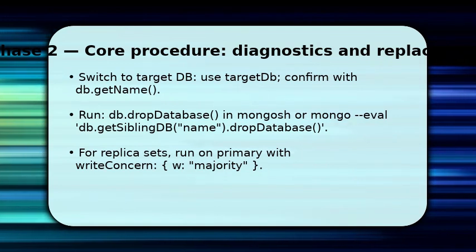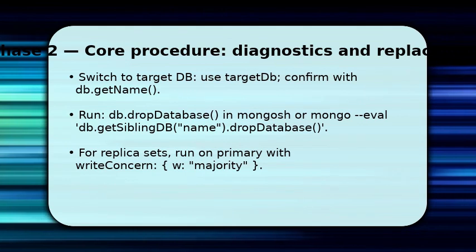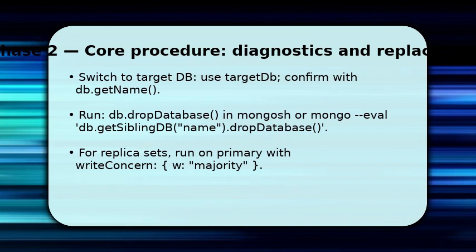Once on the target database, inspect collections briefly to avoid surprises, then run db.dropDatabase(). It returns a status object so you can confirm success. If you operate on a replica set, make sure you run the command on the primary and include an appropriate write concern, such as majority, so the drop replicates cleanly.